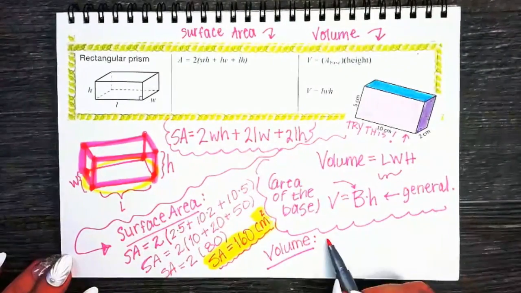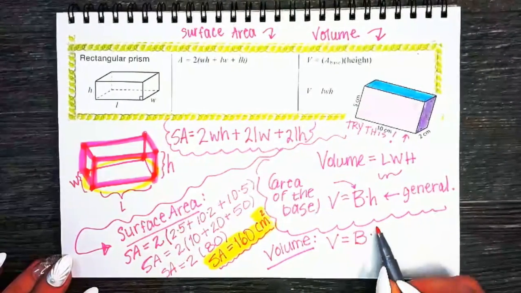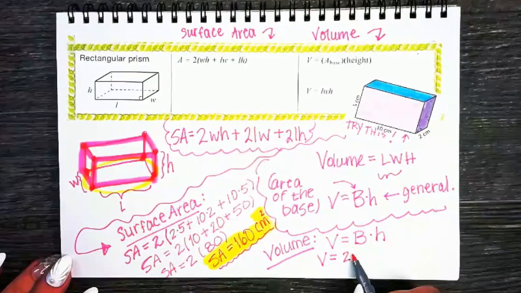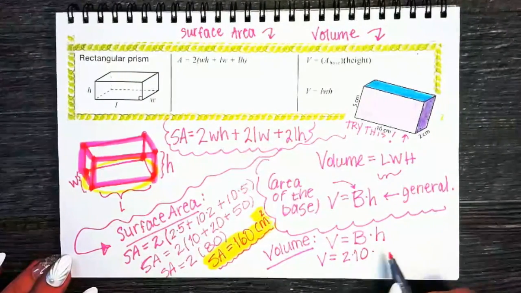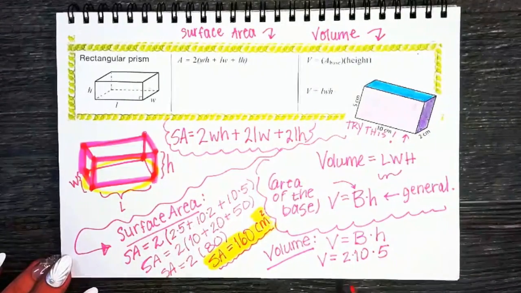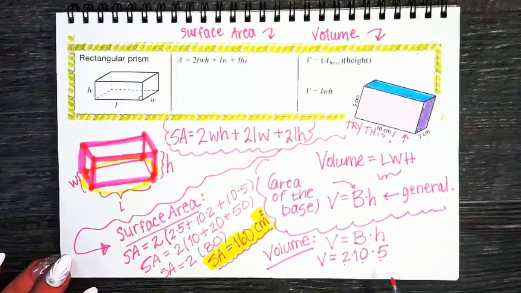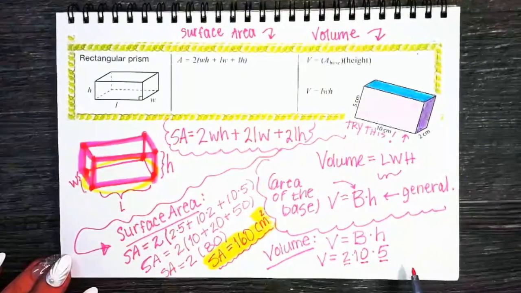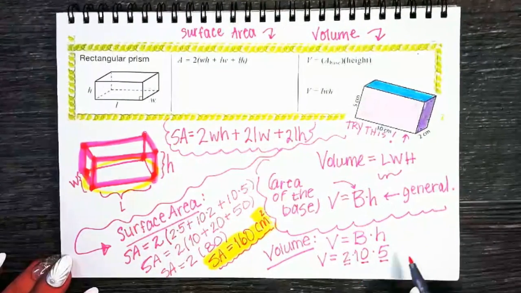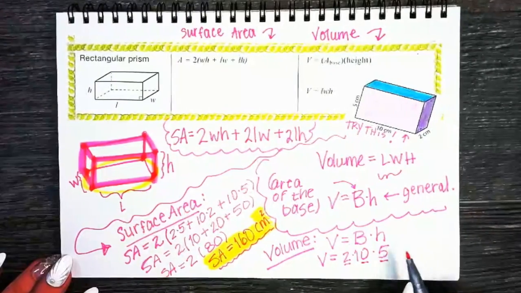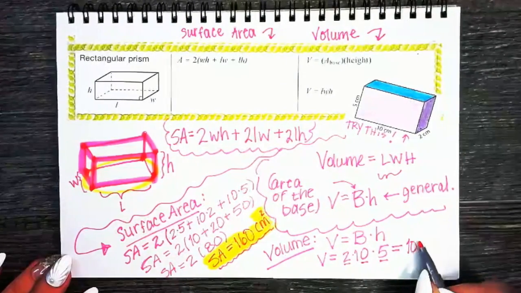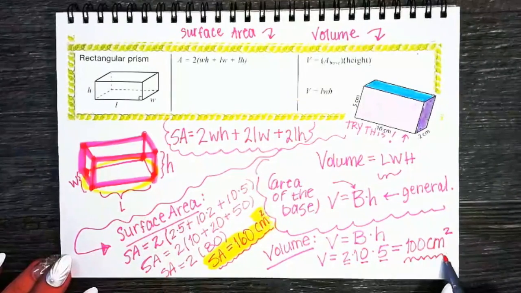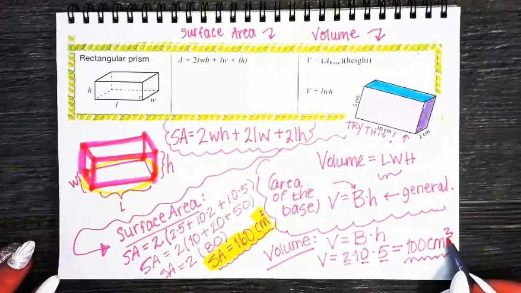Now let's check out the volume. If you think of it as the area of the base times the height, the area of the base is 2 times 10, and the height is 5. Centimeters times centimeters times centimeters is going to give us centimeters cubed, just like x times x times x is x cubed. 2 times 10, 20, times 5 is 100. So the volume is 100 centimeters cubed.